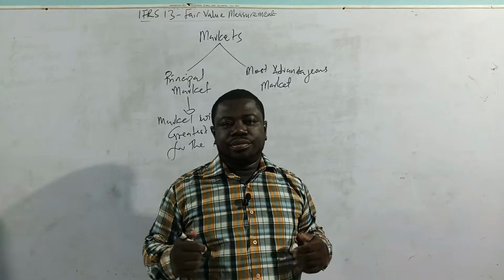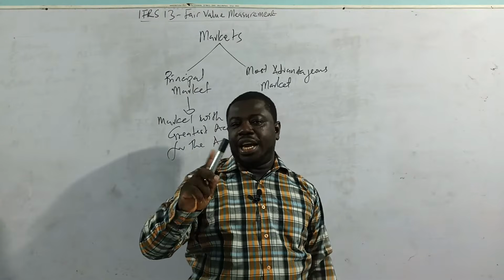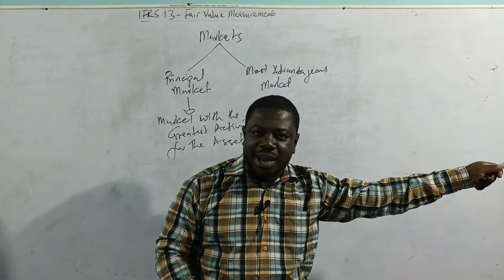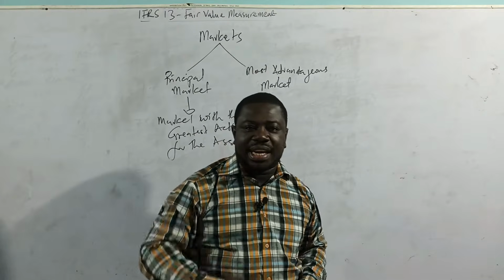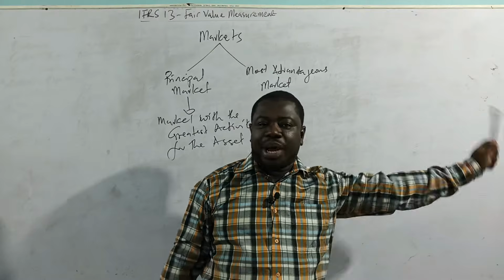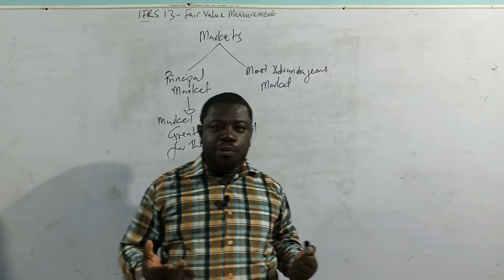And therefore, it means that if you want to find the value or the price of the asset, we can rely on the price that is coming from market A more than the price that is coming from market B. And that is why the standard says that the focus is that we should pay attention to the pricing on the principal market than any other market. I hope you are getting it.